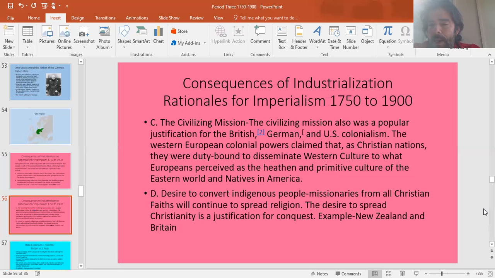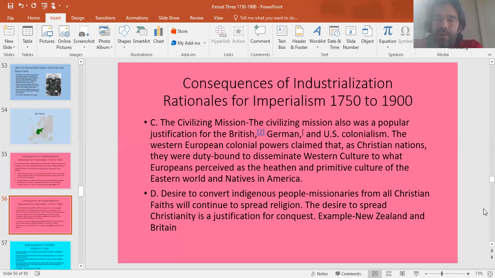So these are the four big rationales for imperialism. I would argue the first three all have some sort of basis in racism. Social Darwinism, nationalism, seeking to elevate your nation at the expense of groups of people you've conquered, and the civilizing mission. And then the fourth one was the desire of missionaries to spread their faith globally.